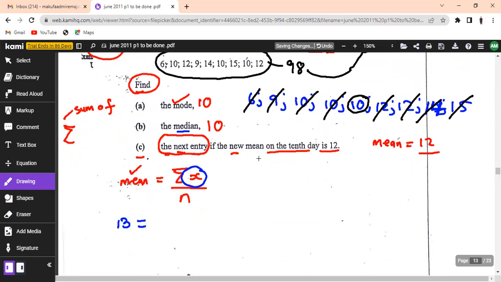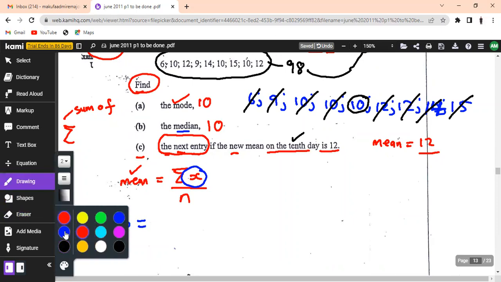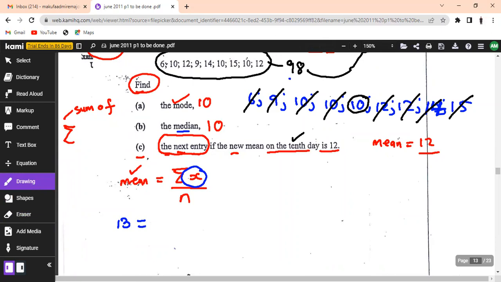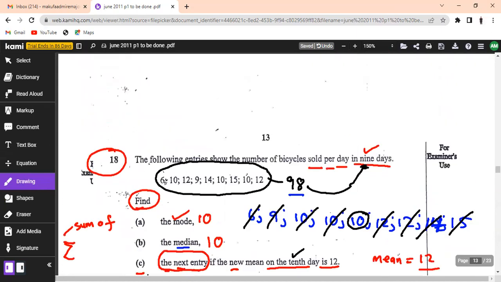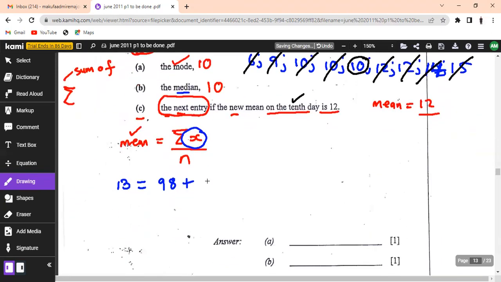There is a 10th entry which is not there here, because there's a next entry to make it the 10th. So we are going to have 98 from the 9 days that we had, plus the next entry, because we need the sum. We do not know the next entry, so just say our next number that we added was X. Because we are saying sum of terms over number of terms, how many terms are now there? There were 9. Then when we added this number, we now have 10 terms. So we have formulated an equation where we can solve for X.